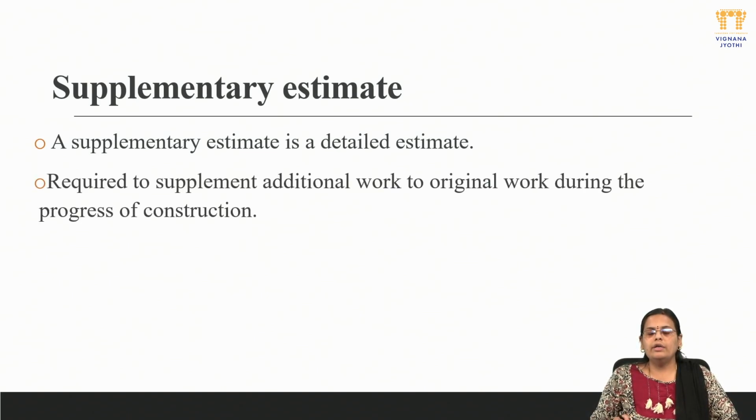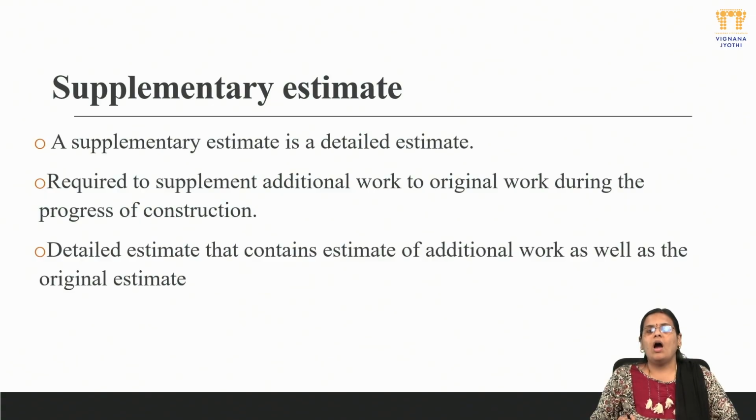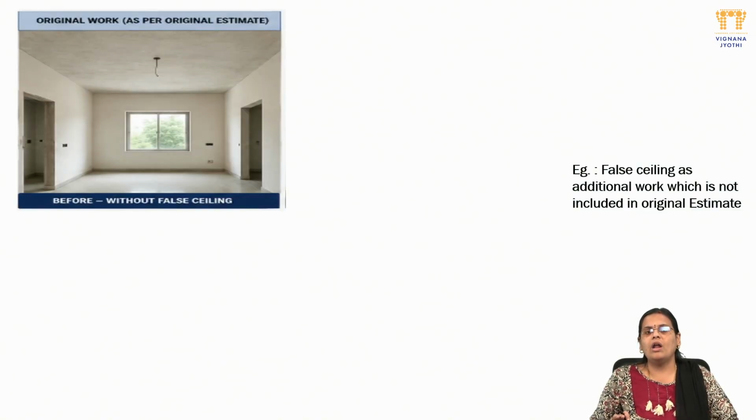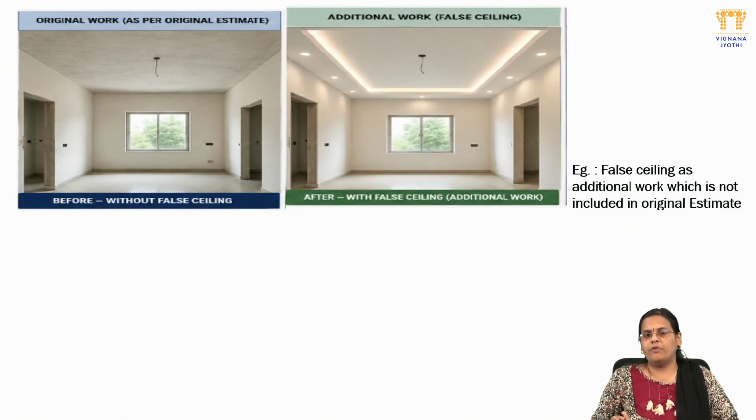And what you need to do in your supplementary estimate, along with your original estimate, you have to include the details of additional works in your supplementary estimate. And here you can see an example where false ceiling is done as an additional work along with your original estimated work. Here initially the client has proposed a construction without a false ceiling work, and during execution he is interested and he has gone for addition of a false ceiling.